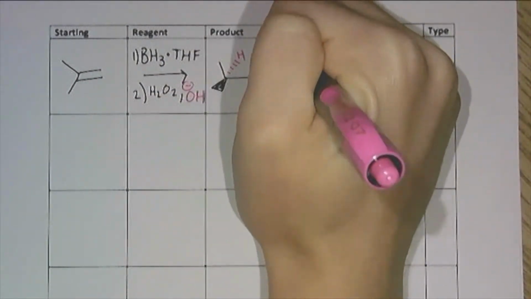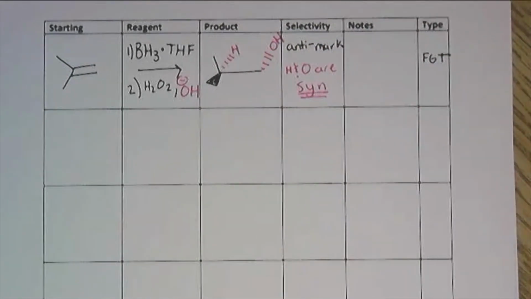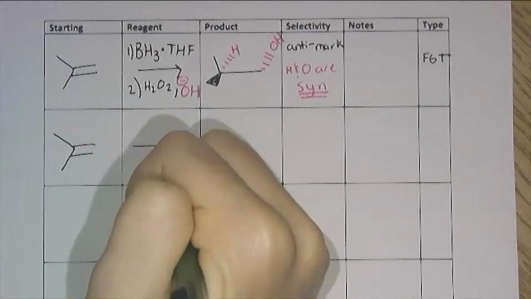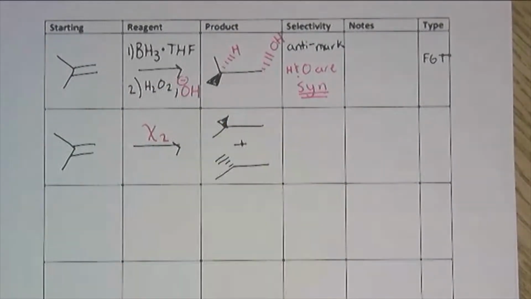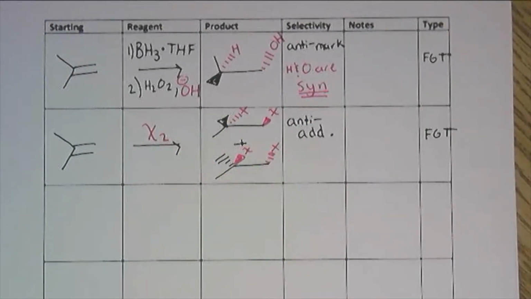H and OH are added in this case, and they are syn. Syn just means that they are facing the same direction. Again, the X represents a halogen like chloride. Here, with X2, you end up having an anti-addition. This just means that they are both being added to break that double bond. However, they are facing opposite directions.